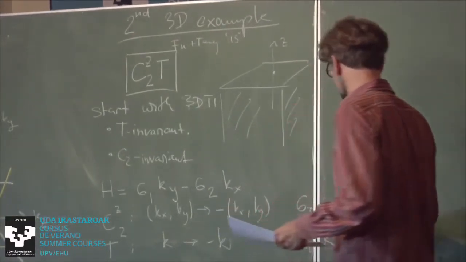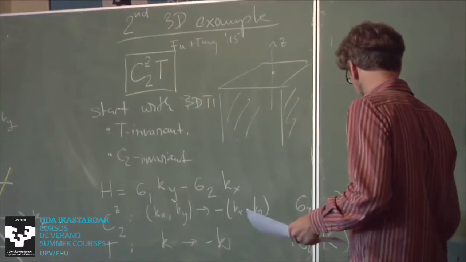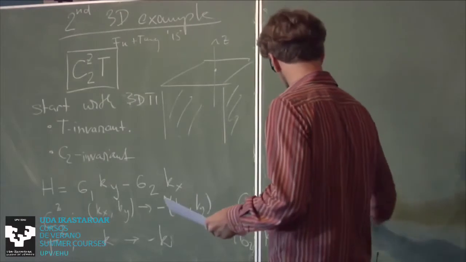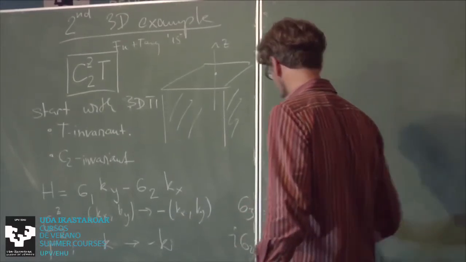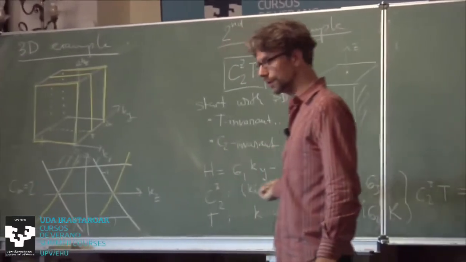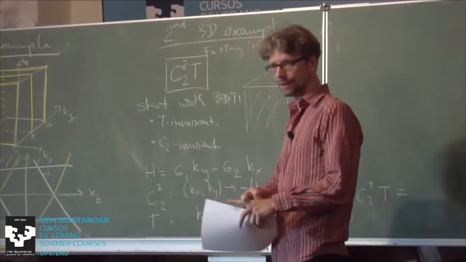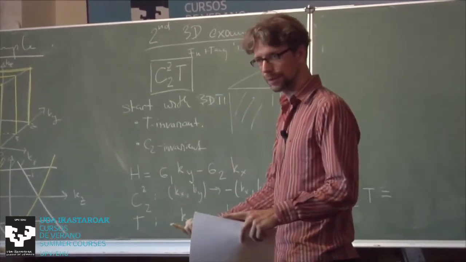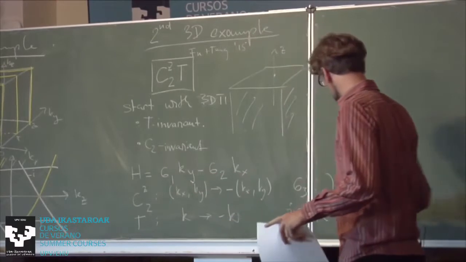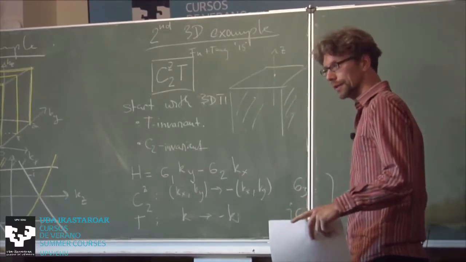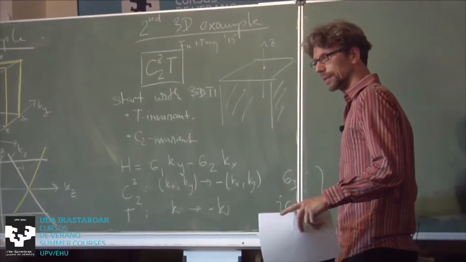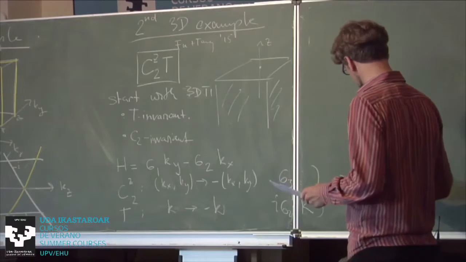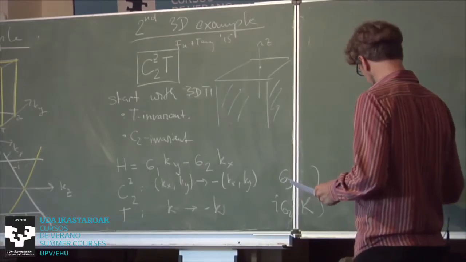I can take that product, C2 set times T, and that will have the representation beside. So first of all, it will be local in the surface Brillouin zone, because if I only have kx and ky as good momenta, they are both getting inverted by C2 and by time reversal. So the combination of these two symmetries is a non-local symmetry in real space, right? But in k-space, it's a local symmetry. And if I compute it, I just get sigma 1 times k, okay?